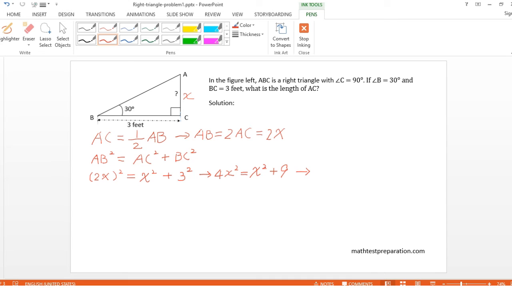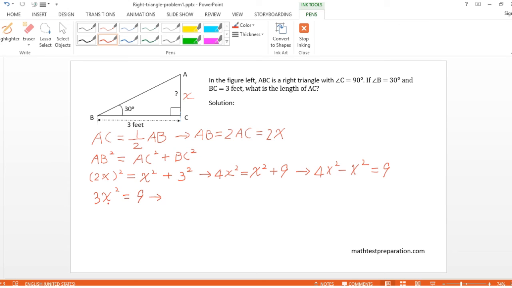Now, we move x square to the left side of the equation. So, 4x square subtract x square equals 9. 4x square subtract x square equals 3x square. The right side is the number 9.